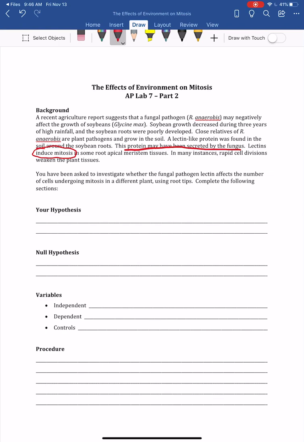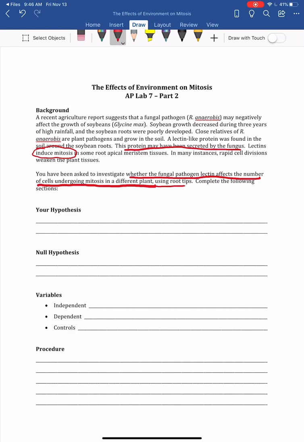Meristem tissues are just a plant type of tissue. In many instances, rapid cell divisions weaken the plant tissue. So we're going to investigate, here's our investigation, whether the fungal pathogen lectin affects the number of cells undergoing mitosis in a different plant using the root tips, okay?